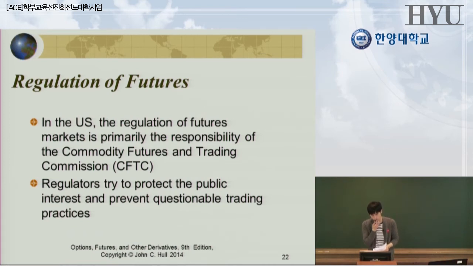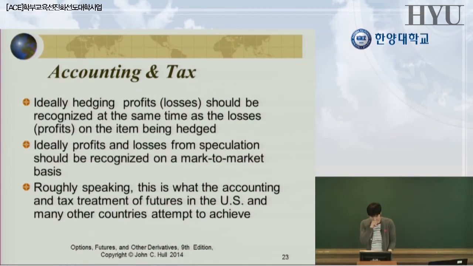The regulation of futures markets is primarily the responsibility of the Commodity Futures Trading Commission, the CFTC, and they are trying to protect the public interest and prevent questionable trading practices. About accounting and taxes: when futures are used for hedging purposes, gains and losses from the hedging instrument should be recognized in the same period as gains or losses from the asset being hedged. Profits and losses from speculation should also be recognized on a mark-to-market basis. So this is what the accounting and tax treatment of futures in the US and many other countries are trying to achieve.